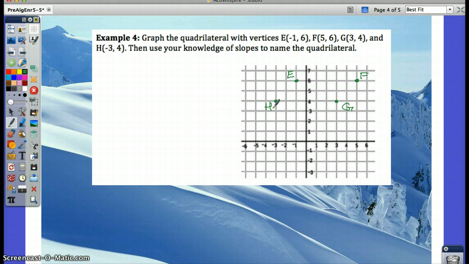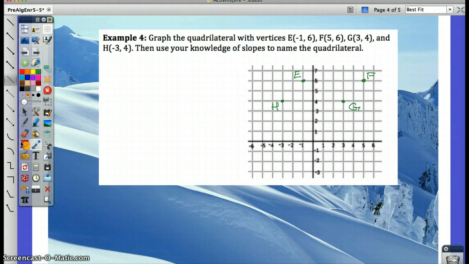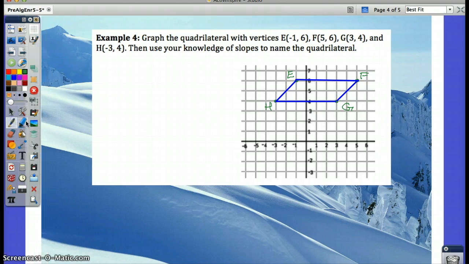So let's graph this quadrilateral. We can see that it's a quadrilateral because it has 4 sides. Let's check the slopes, and then maybe we can classify it. You can make a prediction of what it is on how it looks, but we always want to check the slope to make sure it is what you think it is. So what would be the slopes of all these segments?